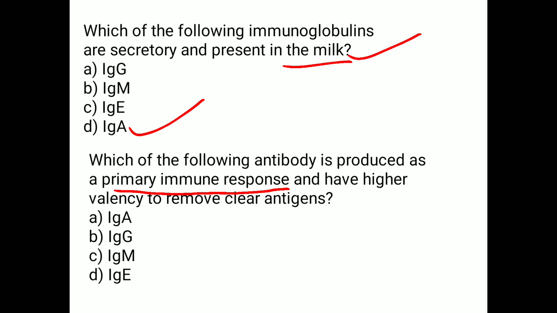Which of the following antibodies is produced as the primary immune response? We very well know that is IgM, which has higher valency to clear antigens. So IgM is the first immunoglobulin produced in response to an antigen.